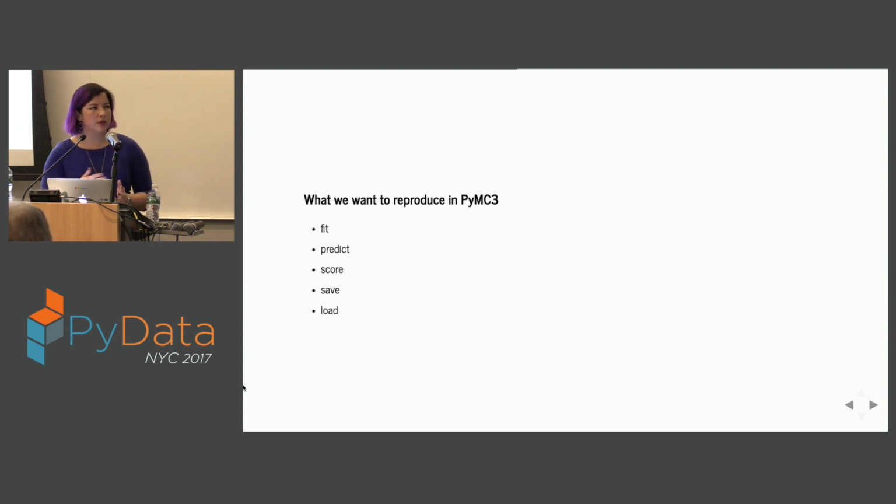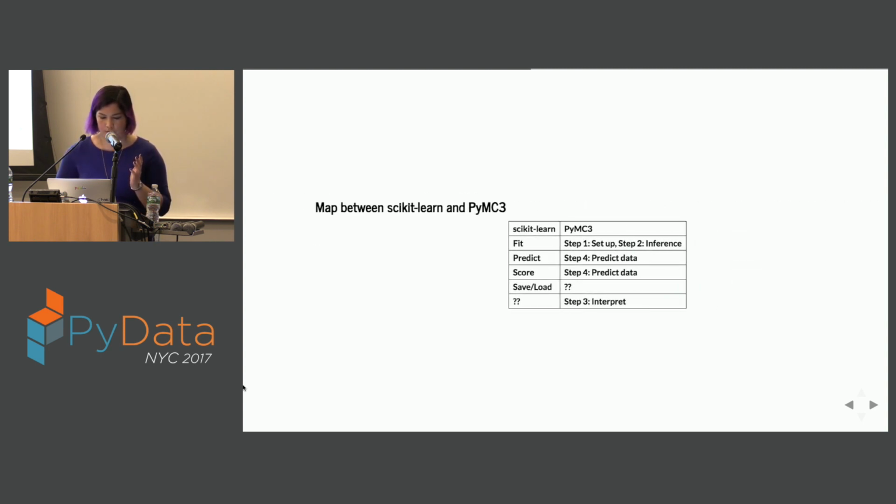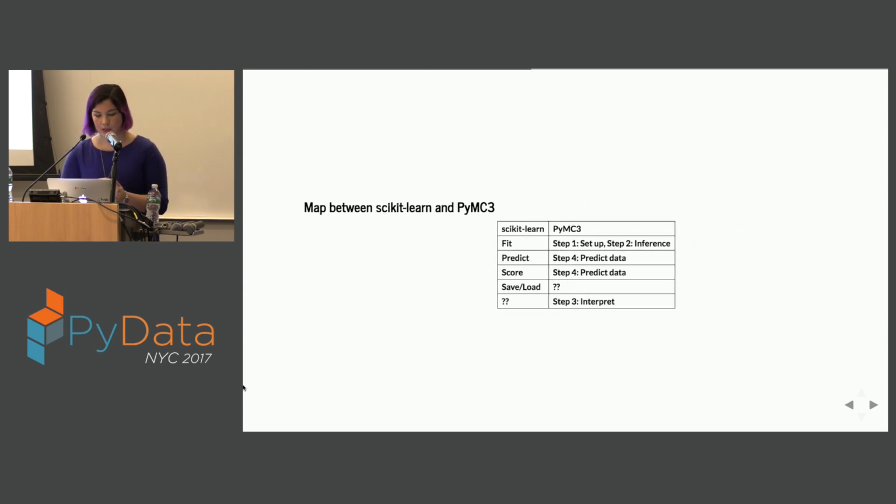So here's what I want to reproduce in PyMC3. I want a class where I can just call fit, predict, score, save, and load without having to think about all the details, just like I do with scikit-learn. So in order to do that, this is the mapping between scikit-learn and PyMC3. The fit step in scikit-learn corresponds to setup in PyMC3 and the inference step. Predict and score are the same, the fourth step, predict data. Save and load is going to be something new with PyMC3. And PyMC3 also has this additional interpretation step that you don't really have with scikit-learn.